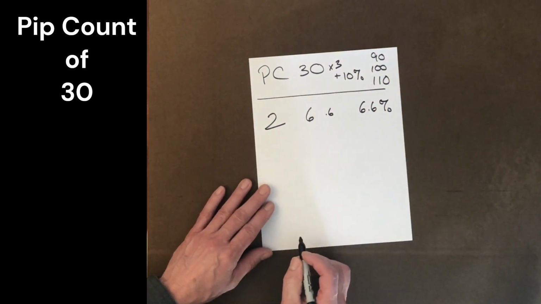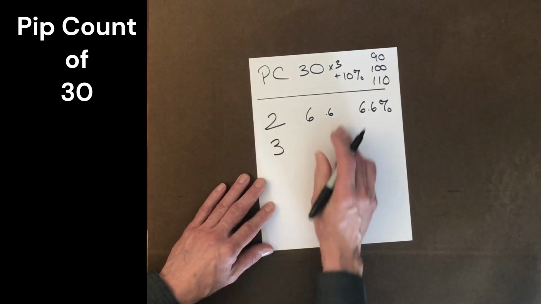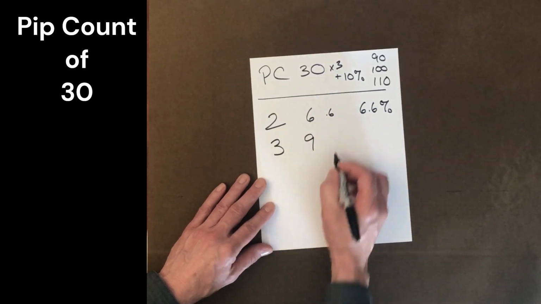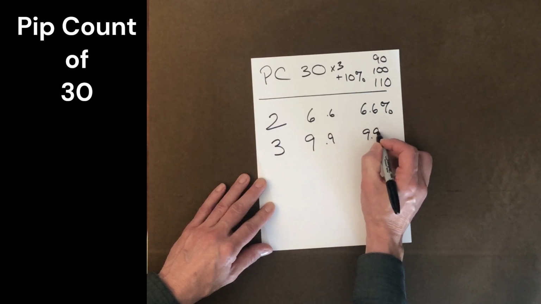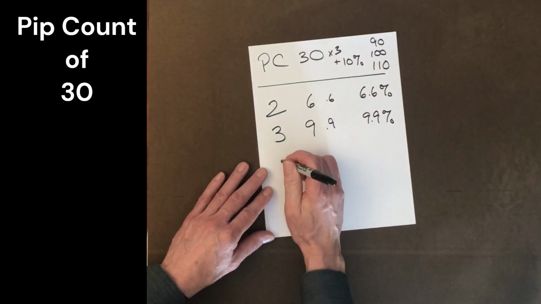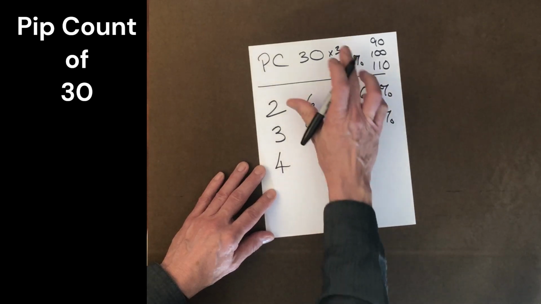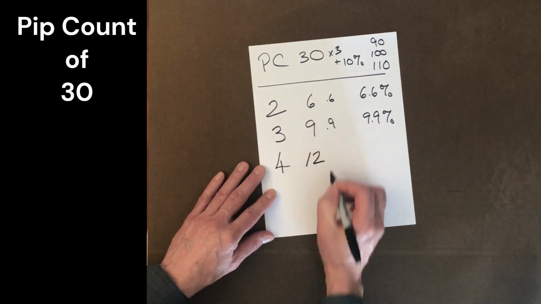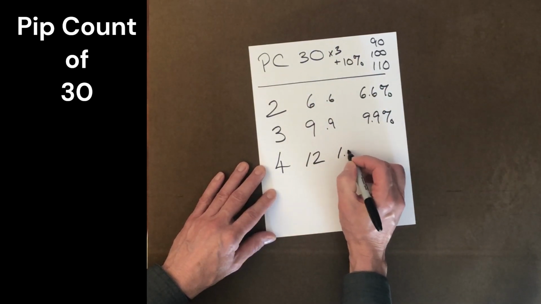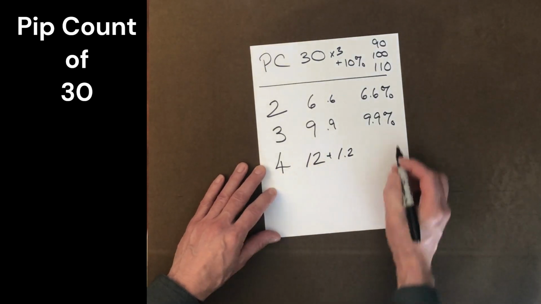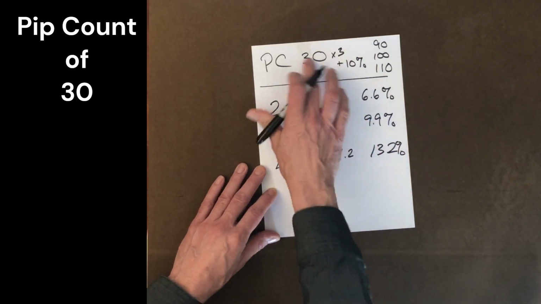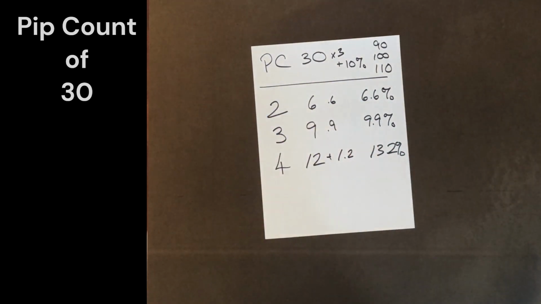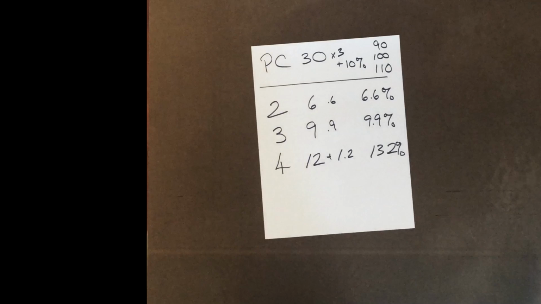6.6%. We have a pip lead of 3. Times 3 is 9. We're going to add 10%. 9.9%. Pip lead of 4. Multiplied by 3 is 12. We're going to add our 10%. 13.2%. And again, when your pip count is low, there's not going to be very many. It can get you in and out of that window very quickly.